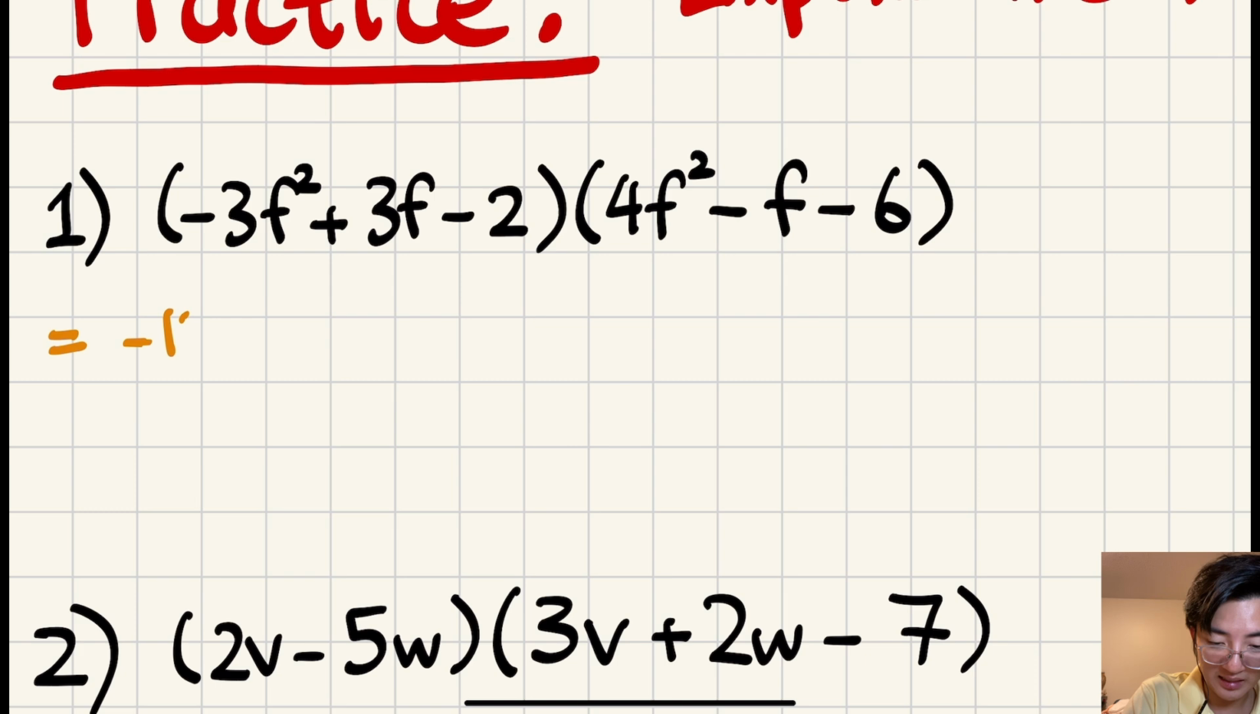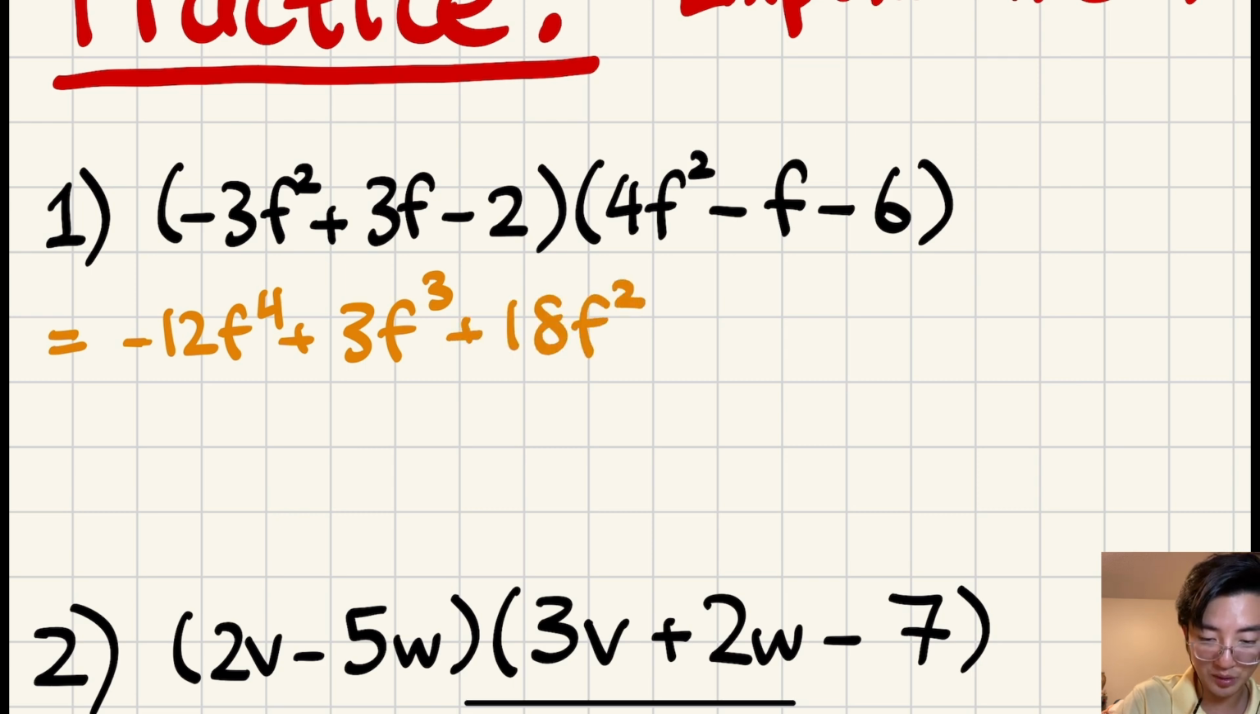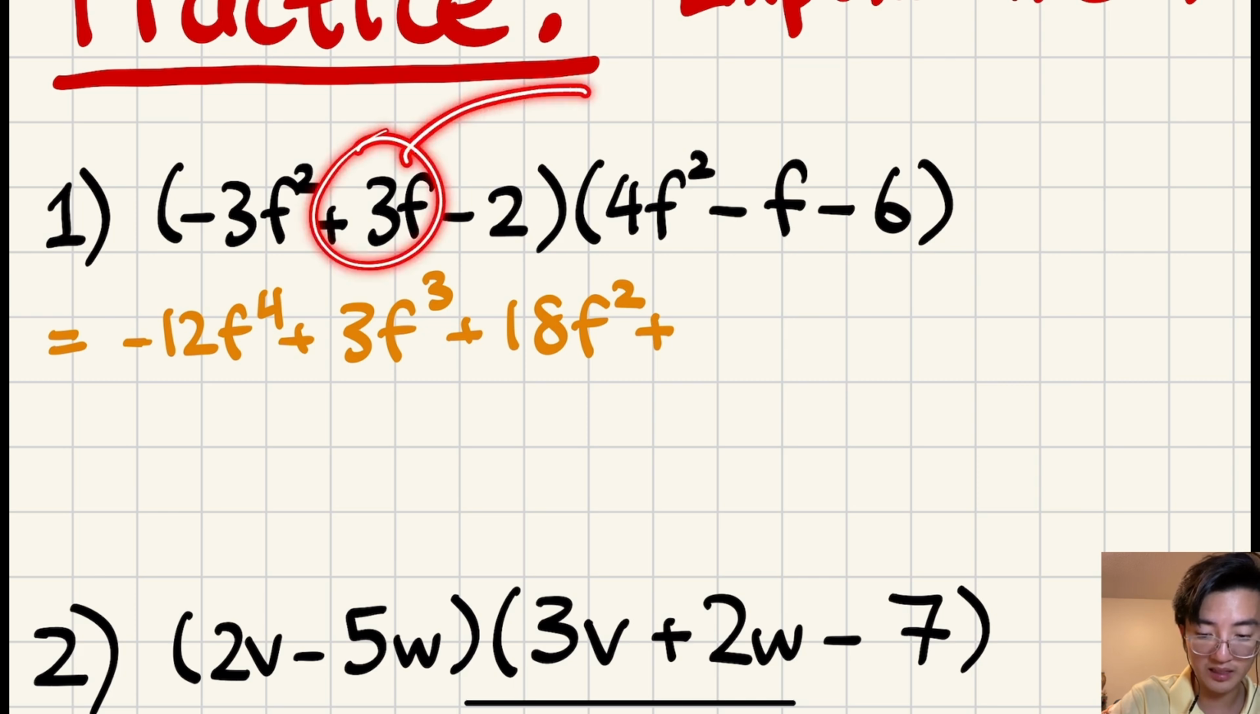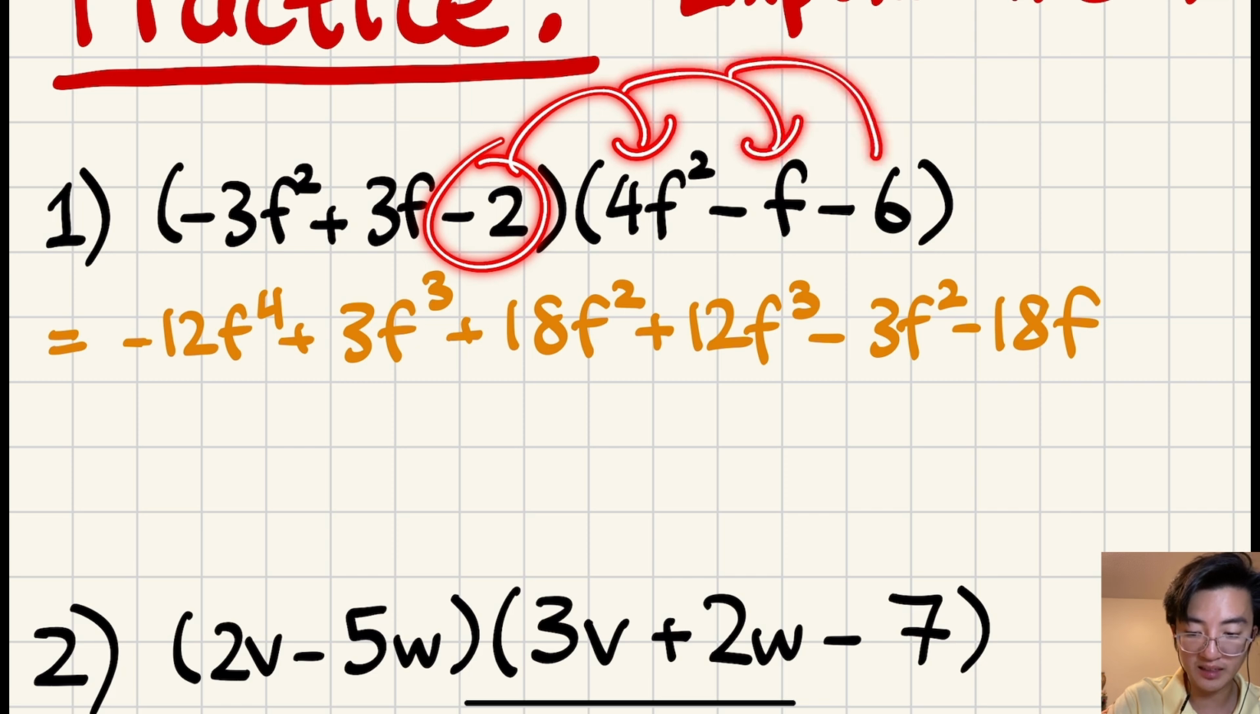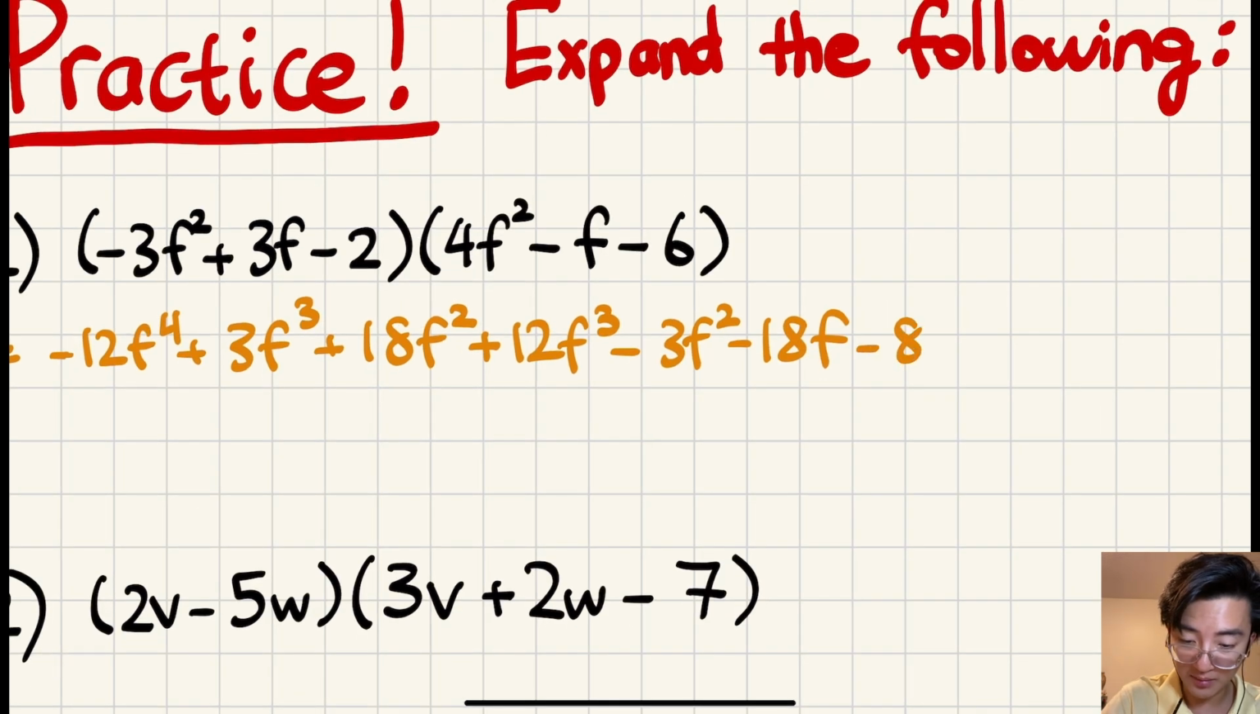We have negative 12f to the power 4 plus 3 times f cubed plus 18f squared plus, so now we're on the second term, this term times each of those terms, plus 12f cubed minus 3f squared minus 18f. Okay, last one. Remember, here's a negative 2 here. Multiply it as minus 8f squared plus 2f plus 12.